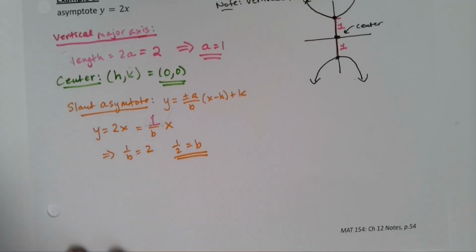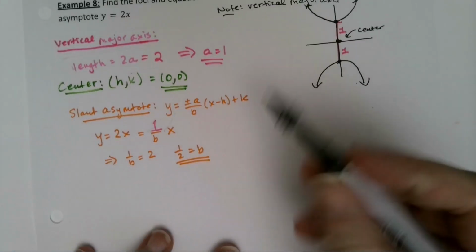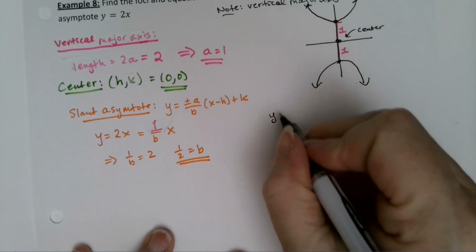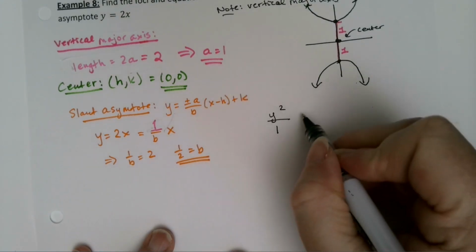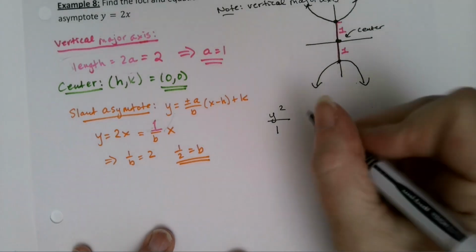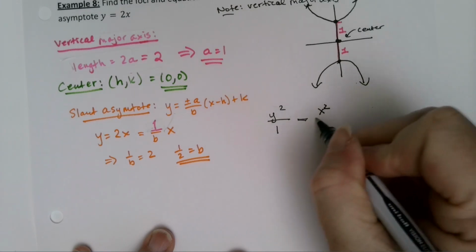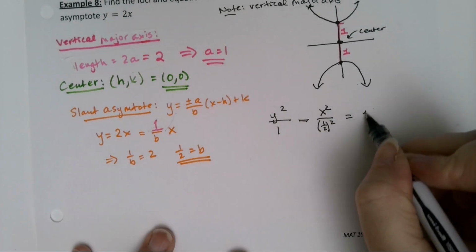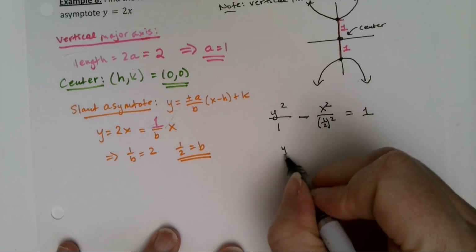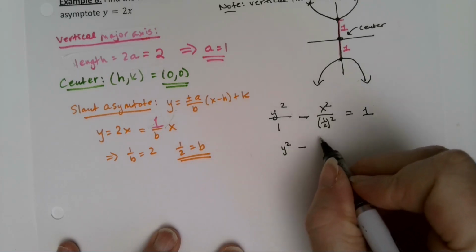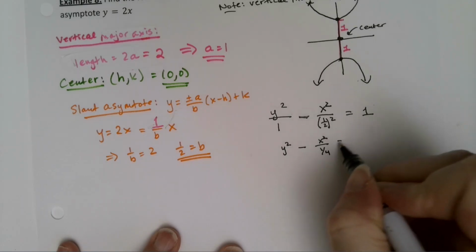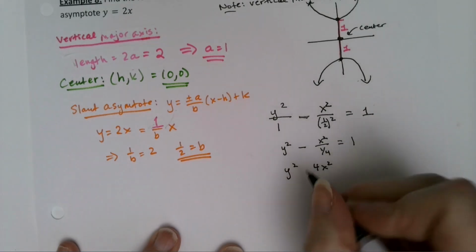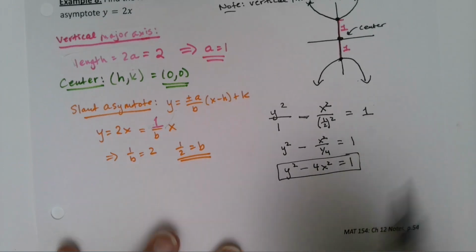All right, to come up with the equation, we have everything we need. To make the equation, you need y minus k, which would be 0, so I'm not worried about that. So y squared over a squared, which is 1, plus, oh, excuse me, minus, it's a hyperbola, sorry. Plus for ellipses, minus for hyperbolas. Minus x squared over 1/2 squared. So 1/2 squared is equal to 1/4. In other words, y squared minus x squared over 1/4 equals 1, which means y squared minus 4x squared equals 1. There's our equation.